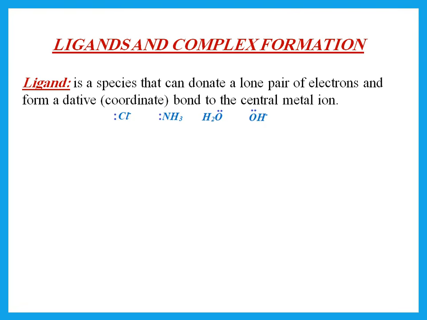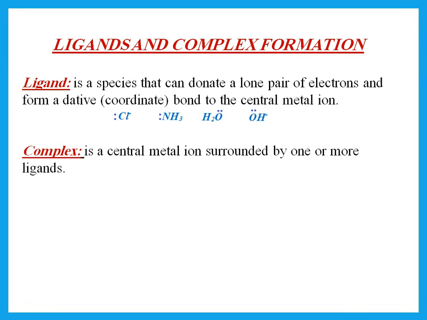So the chloride ion has a lone pair of electrons. The ammonia has nitrogen with a lone pair of electrons. The water has oxygen with a lone pair of electrons, and also the OH minus. Now, these lone pairs of electrons can be used to make a dative bond with a transition metal, and this forms what we call a complex. So the complex is the metal ion surrounded by the ligands.